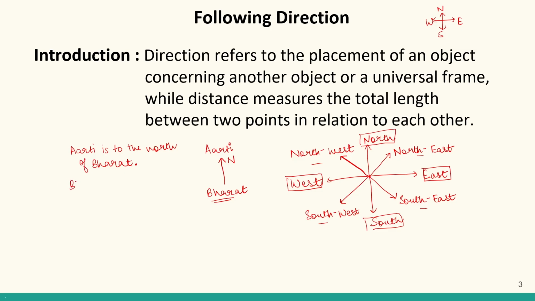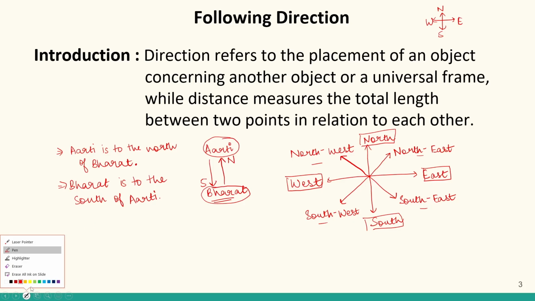Similarly, I can write that Bharat is to the south direction of Aarti. Right? Because if you look from the point of view of Aarti, Bharat is towards the south from Aarti. So this concept of identifying the direction with respect to your original position is also very important from your examinations point of view. Let us do a similar question. Okay, let us understand this with the help of an example.